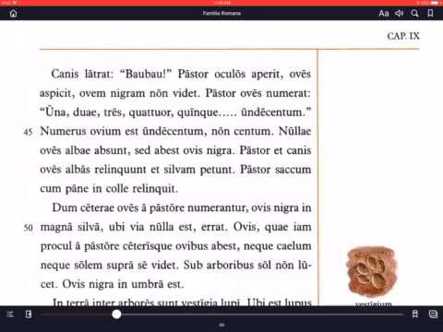Aspicit has that spic root. Spic and spec are the roots for look at in Latin. So where you get inspect, respect, aspect, and so on. Ovem nigram non videt, he does not see the black sheep. Pastor oves numerat, the shepherd counts the sheep.